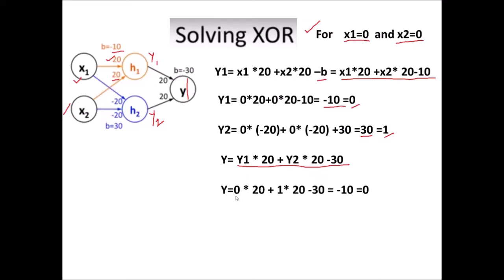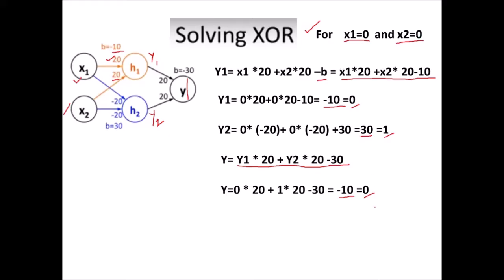So here y1 is 0, as we calculated, y2 is 1, and the bias is minus 30. If you solve this, you will get minus 10, and since the activation function is a simple step function, if the output is less than 0, then the output of this node will be 0. So y is 0 when x1 is 0 and x2 is 0. So the first condition of the XOR gate is satisfied.